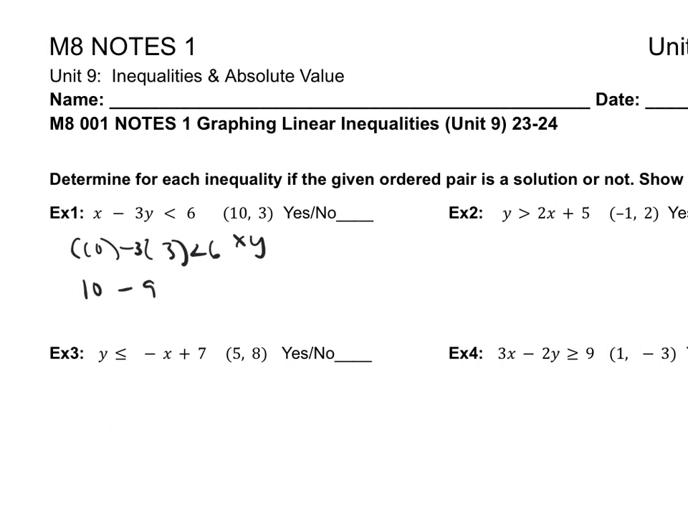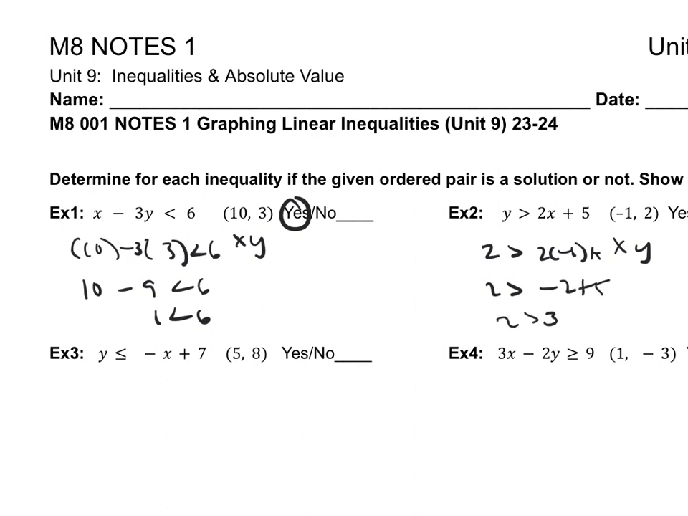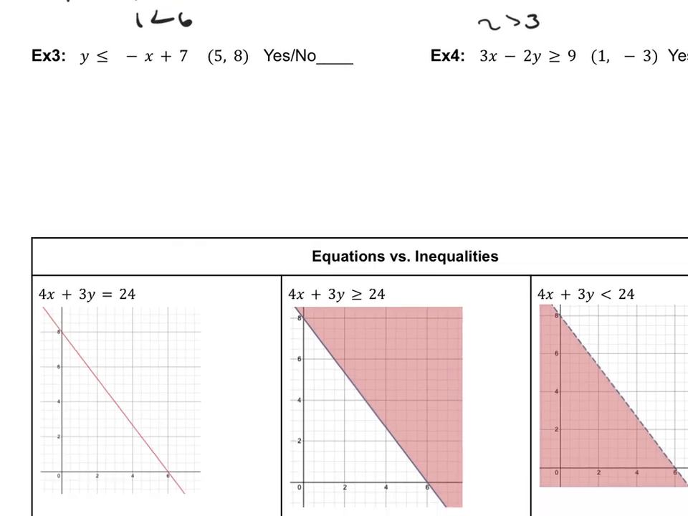So I get 10 minus 9 is less than 6. 1 is less than 6. That is true, so yes, it would be a solution. I could do that for each of these. So I could replace y with 2, x with negative, and I would get negative 2 plus 5, 2 is greater than 3. That's not true. I could do that here, but I'm going to pause on that.